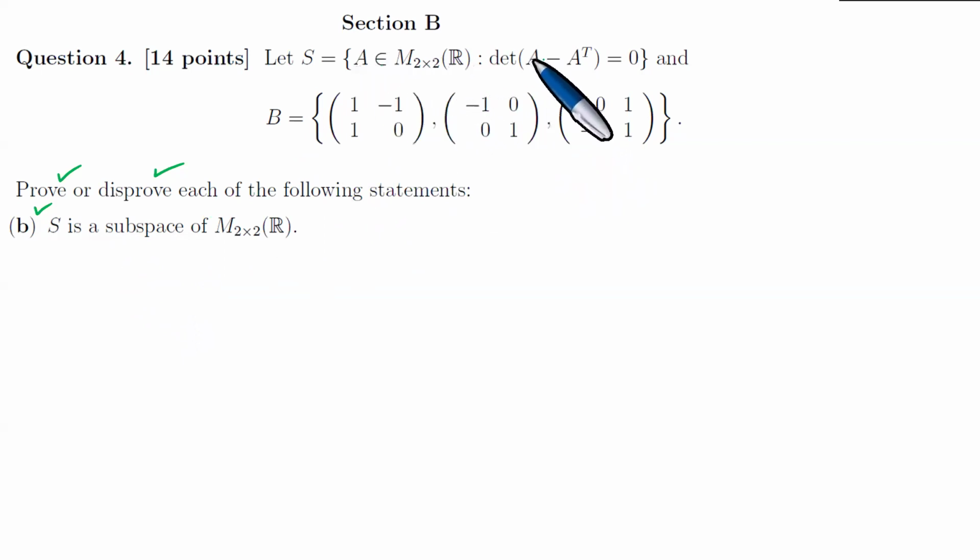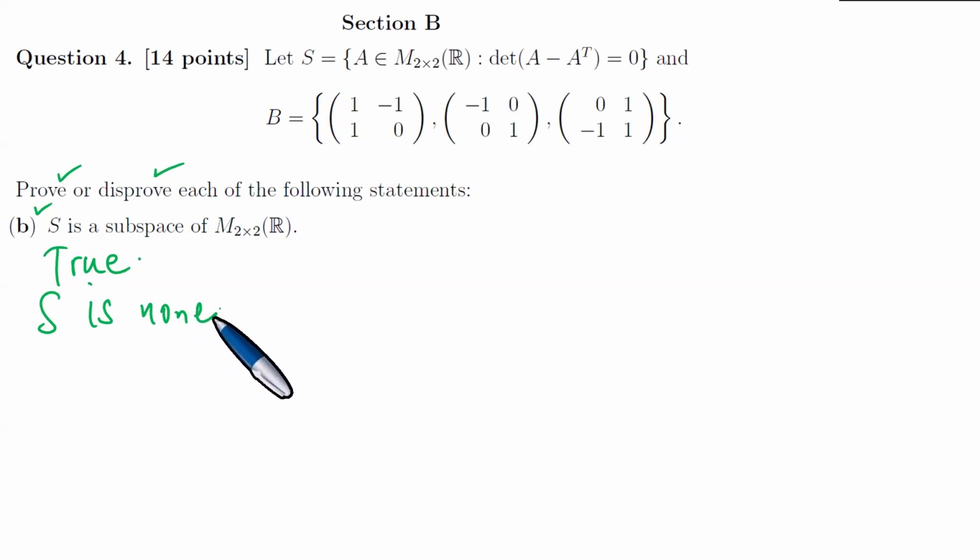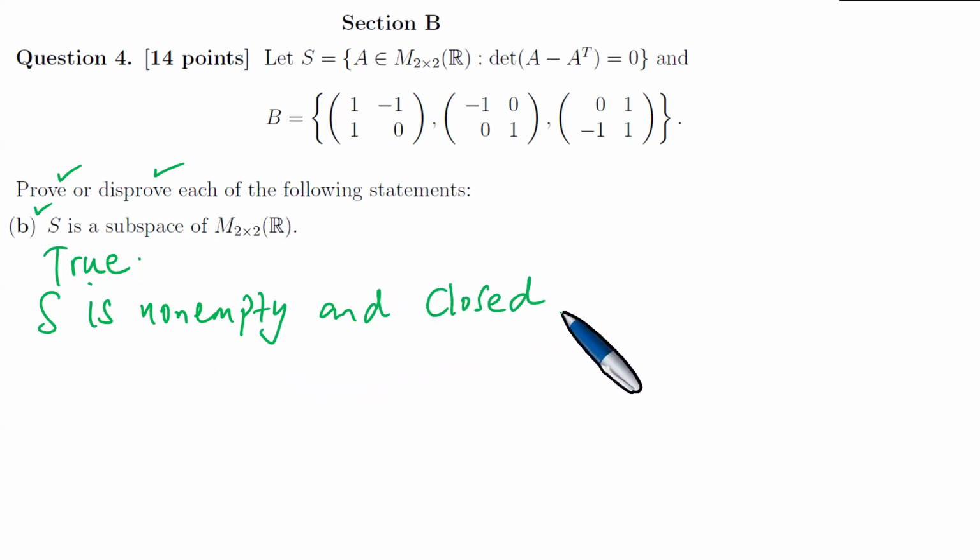At least the zero matrix is here. Surely the zero matrix is here, no doubt. So in other words, you then say true. To show that, we say that S is non-empty, and closed under scalar multiplication.